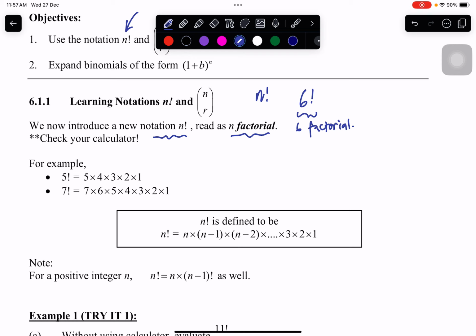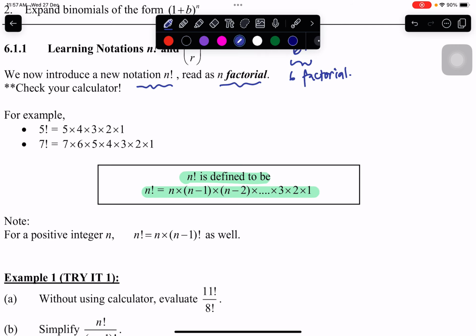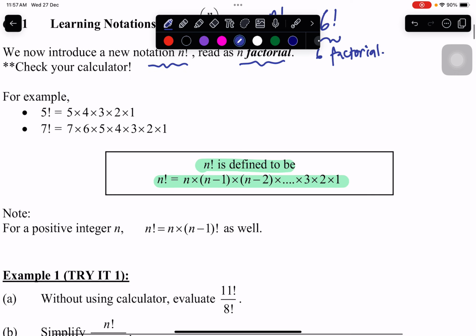So what is the meaning of a factorial? Over here, n factorial is defined to be this very long and scary looking equation. It is not as difficult as you think. Basically, n factorial just means that you start off with n, and you multiply each preceding term, which is one less than the other, all the way until you obtain the number 1.